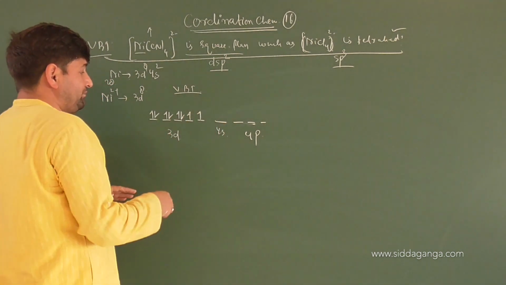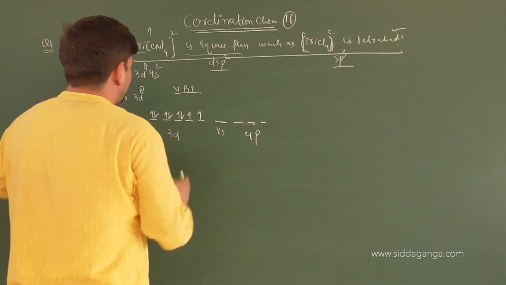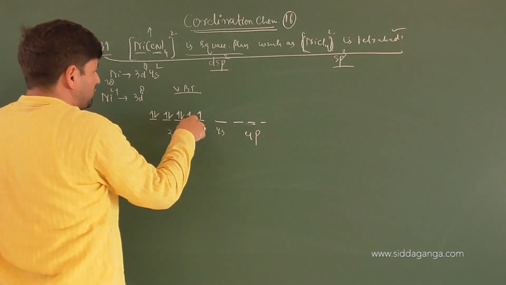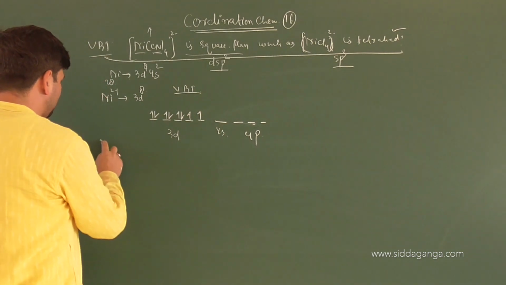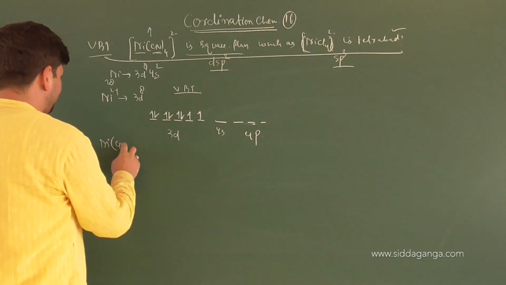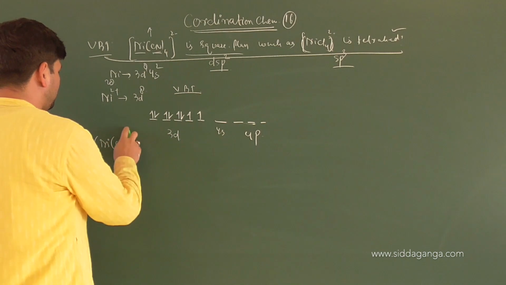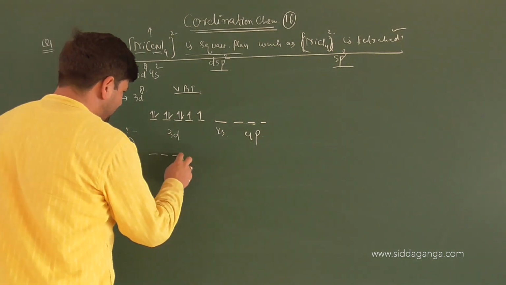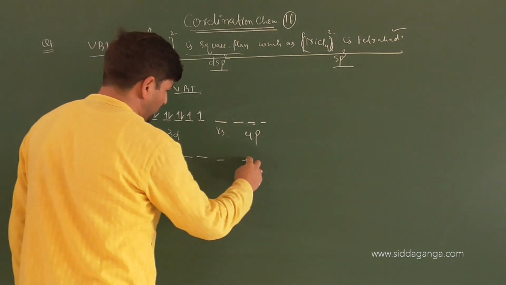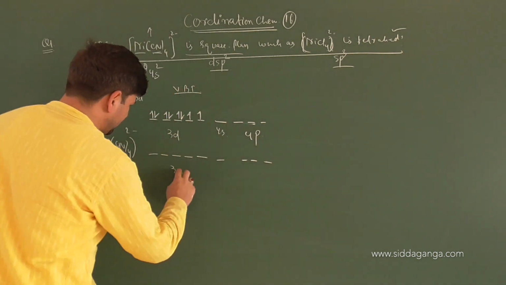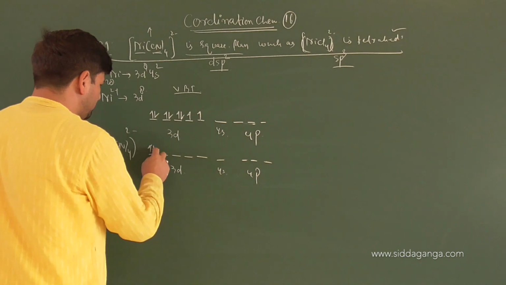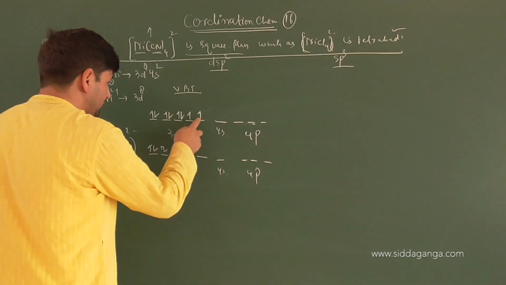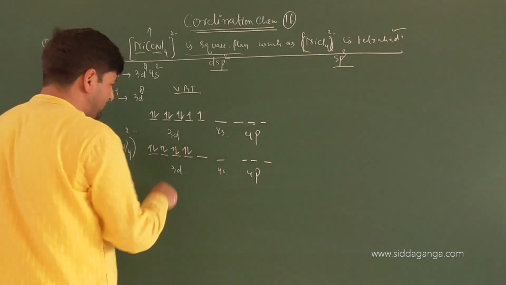So pairing will occur. But that's not answered by VBT. Generally, CN is a strong field ligand. So it will force pairing or not? Yes. So when you look at nickel in the complex Ni(CN)4 2 minus, what will happen here is, this is 3d, this is 4s, and these are 4p. So 1, 2, 3, 4, 5, 6. These two electrons will pair up in one of the d orbitals.